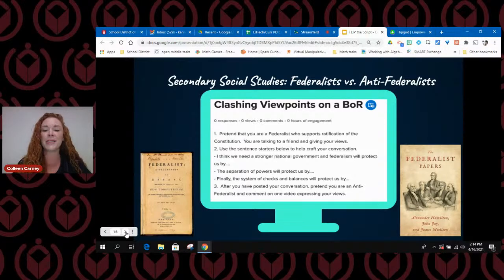So in this clashing viewpoints activity, we ask the students to really put themselves in history as the Federalist, and they're trying to then persuade a friend by using these conversational starters to support their stance on why the Federalists are right versus the Anti-Federalists. And then we also encourage that you have the students respond to one another. As Dana mentioned, you can preview them before you post them, and then encourage students to watch others, because as we hear additional viewpoints, we continue to learn.